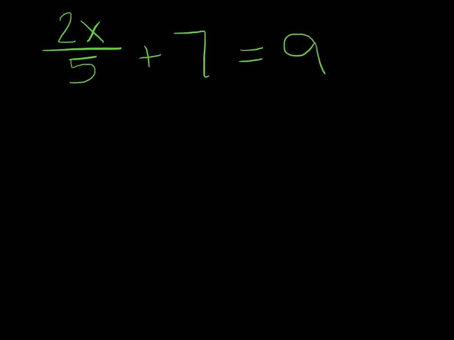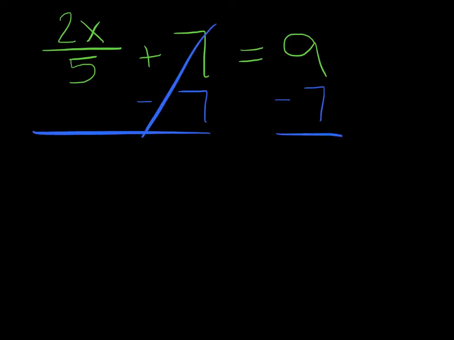Let's start off with 2x divided by 5 plus 7 equals 9. All right, remember you always want to start off with the operation that's furthest away from the variable. So we're trying to get the number furthest away from x, which in this case would be 7. I'm going to subtract 7 from both sides. A positive 7 minus a 7 cancels out. So that's going to leave me with 2x divided by 5 equals 2.